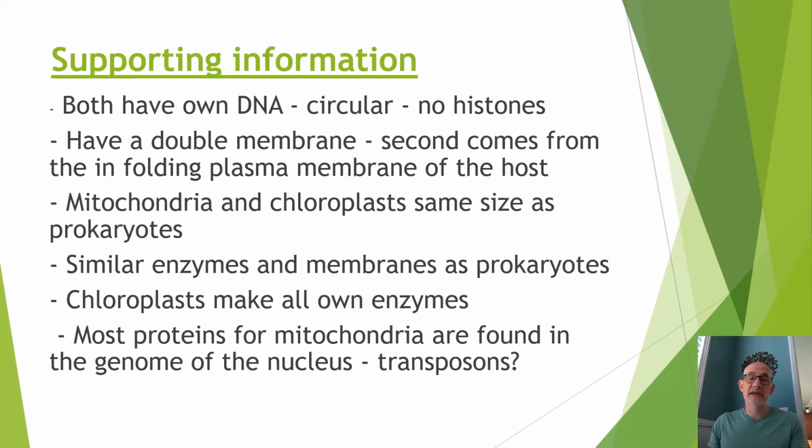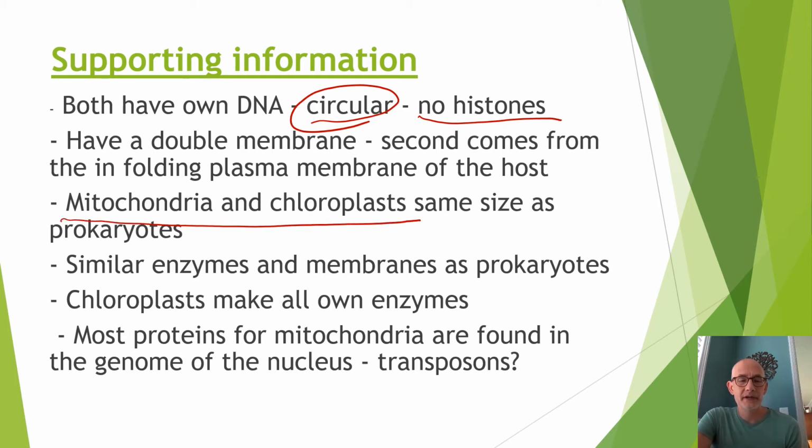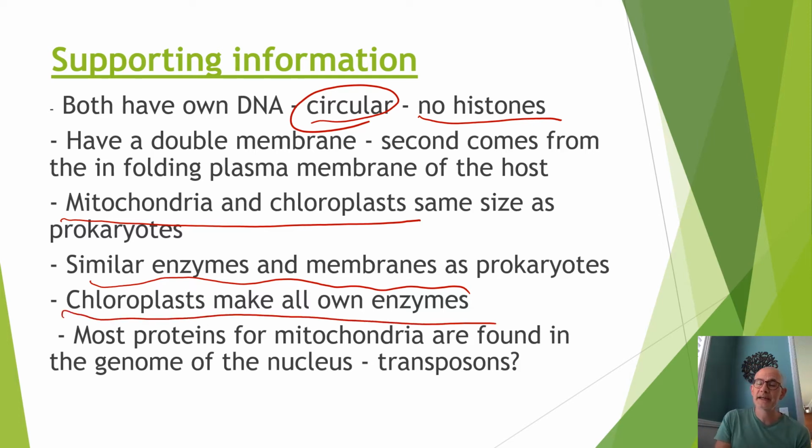Both have their own DNA. It is circular, just like prokaryotic DNA, and there are no organizing histones. That's the stuff that wraps up the DNA and keeps it nice and organized. They have that double membrane, so as the cell engulfed it, it wrapped the membrane, giving it two. They are the same size as modern prokaryotes, and they have similar enzymes and membranes as the prokaryotes. Chloroplasts make all their own enzymes.